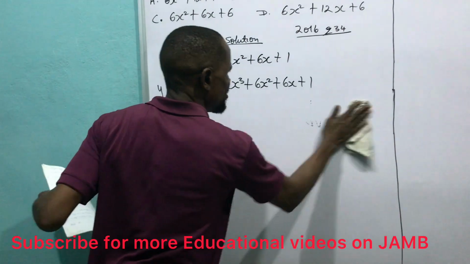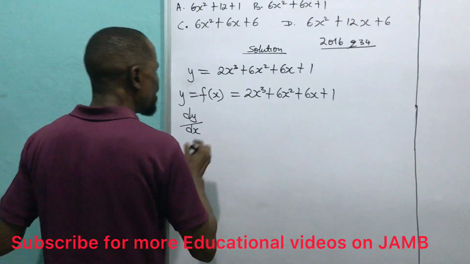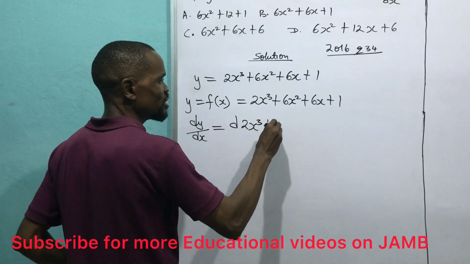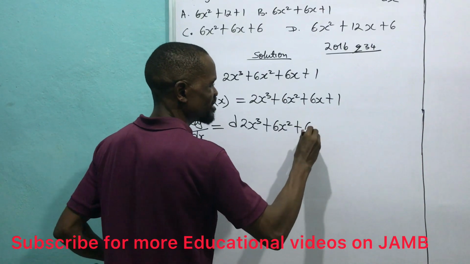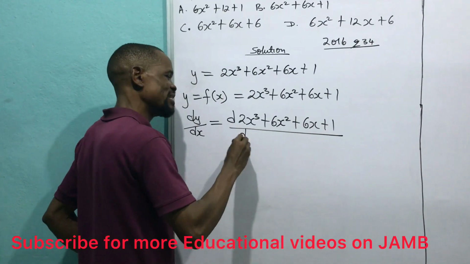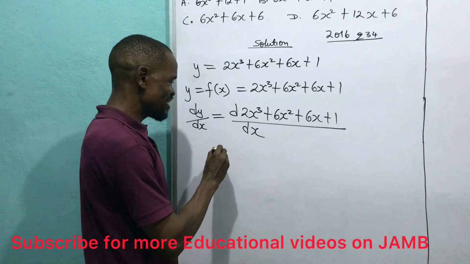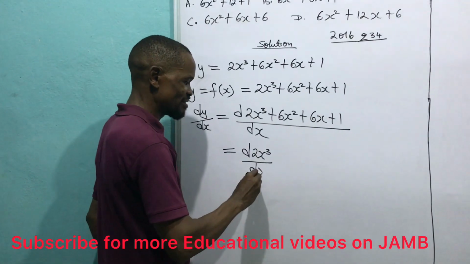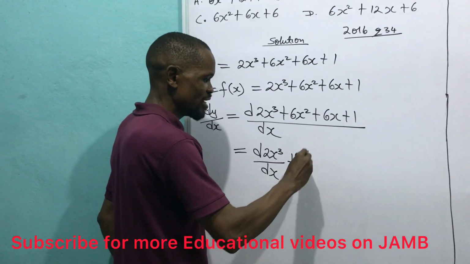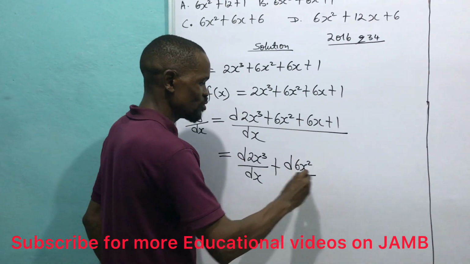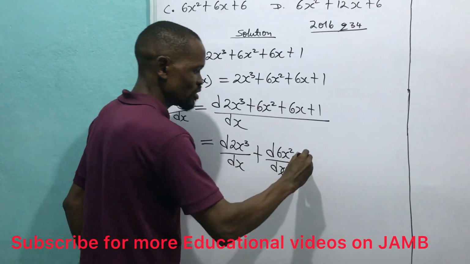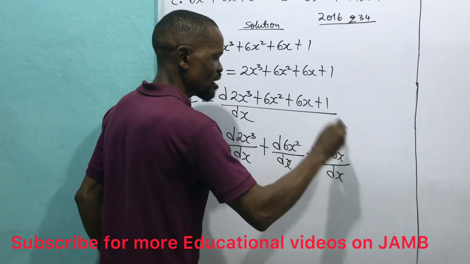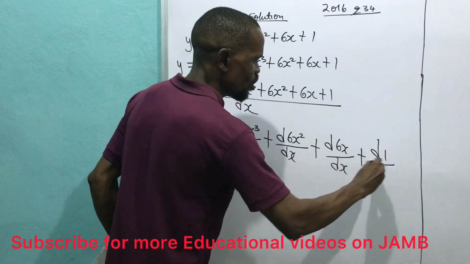So therefore, let me clear this. This means that dy/dx is equal to d(2x^3 + 6x^2 + 6x + 1) all over dx. Then this can be split by saying d(2x^3) all over dx, plus d(6x^2) all over dx, plus d(6x) all over dx, plus d(1) all over dx.